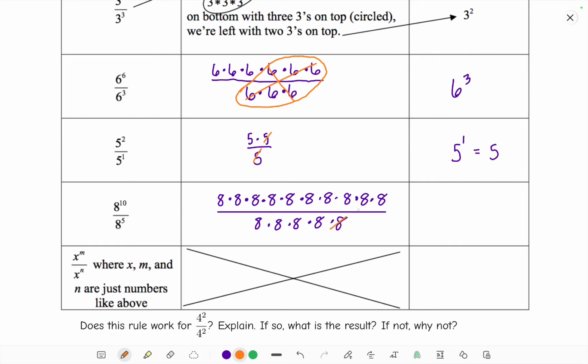Well, of course, the 5 8's on the bottom cancel out with 5 8's on top. And then we're left with a total of 5 8's on the top. So our final answer is 8 to the 5th. So if we have x to the m power over x to the n power, I'm hoping you're noticing that in this scenario, we subtract the exponents. So we get x to the m minus n.